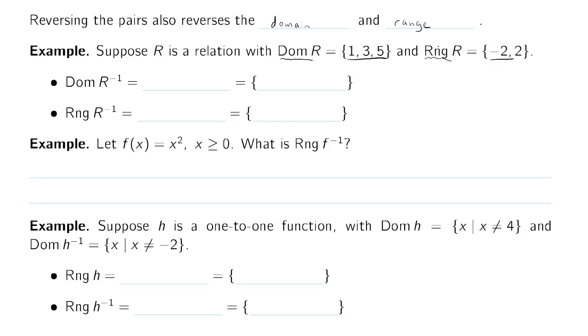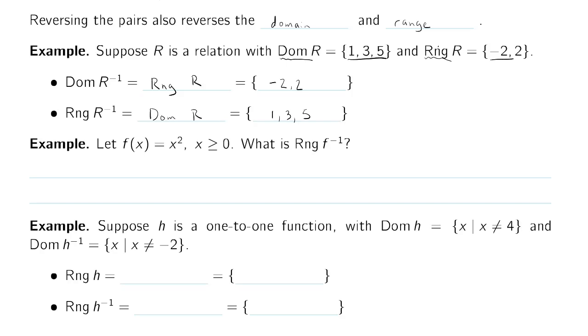If we want to find out the domain of the inverse, well, that's the same as the range of the given relation, which we were just told was -2, 2. The range of R inverse, well, that's just the same as the domain of the given relation, which we were just told was the numbers 1, 3, 5. So when we reverse the orders of the pairs, that also reverses the domain and range. Here's a couple of places we're going to apply that.